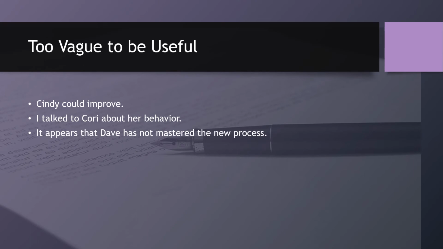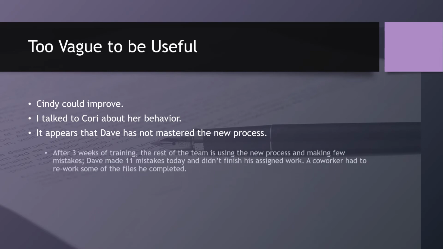This one is a little bit better. "It appears that Dave has not mastered the new process." But I don't know what the new process is, and I don't know what the timeline is, and I'm not really sure what I'm asking him to do or how far behind he is.